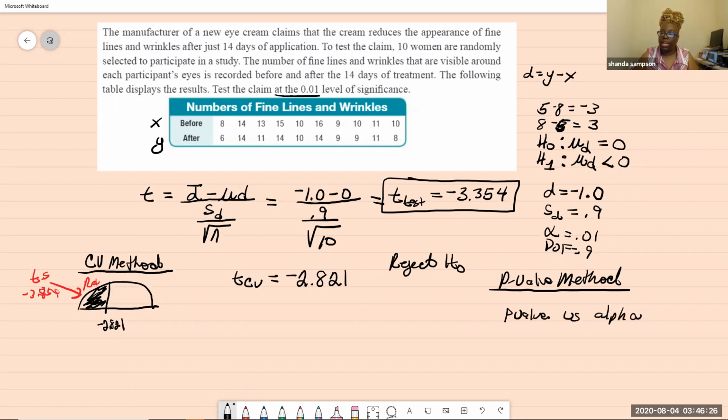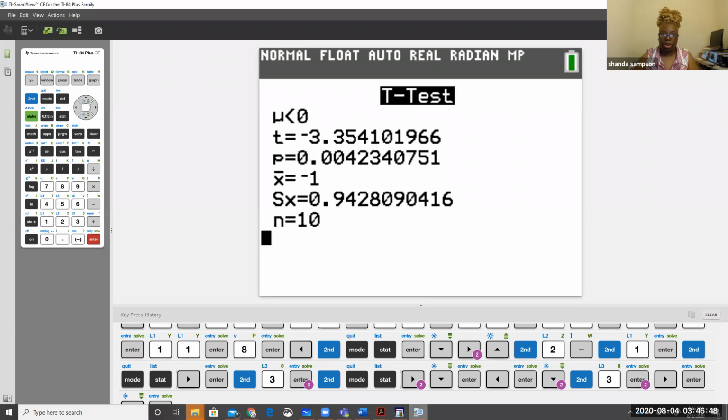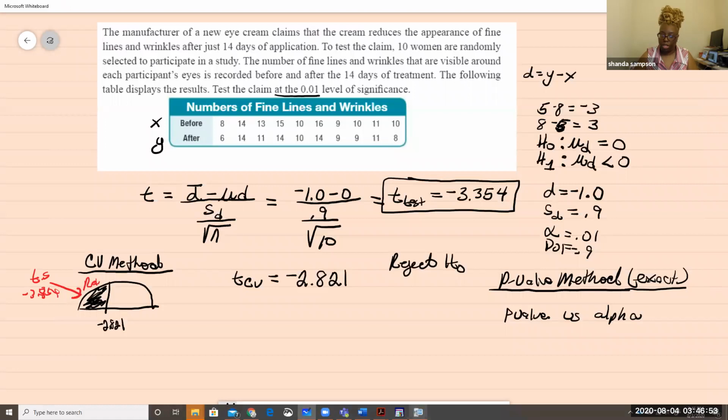Remember, you can't find a p-value on a t-chart. You need statistical information to find an exact p-value, or else you'll be using the range, and I showed the range in the last video. But just to find an exact p-value, the p-value is 0.0042. Remember, you have to have 3 decimals. I didn't do significant figures for my class. 0.0042, and that's going to be in reference to what?